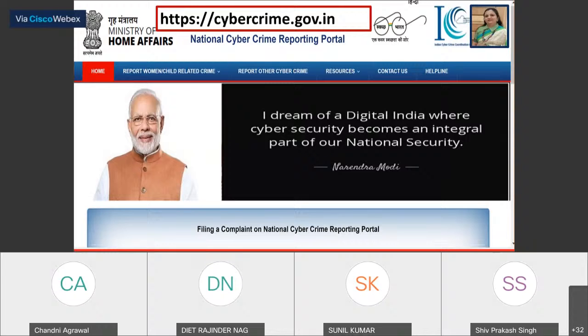And after that, cybercrime.gov.in is the official national cybercrime reporting portal. Here action happens. And the third, go to your nearest police station and give an FIR with the cyber cell.